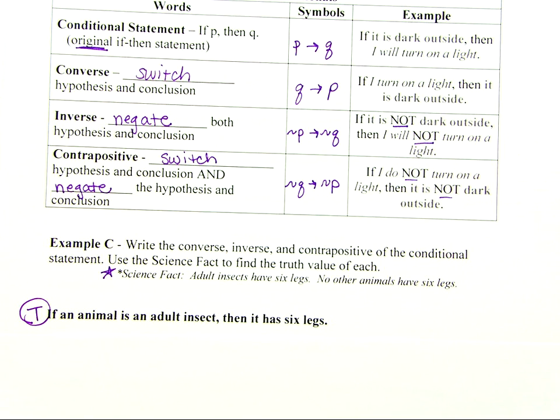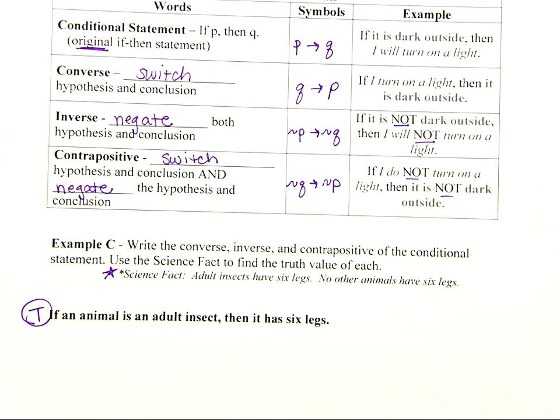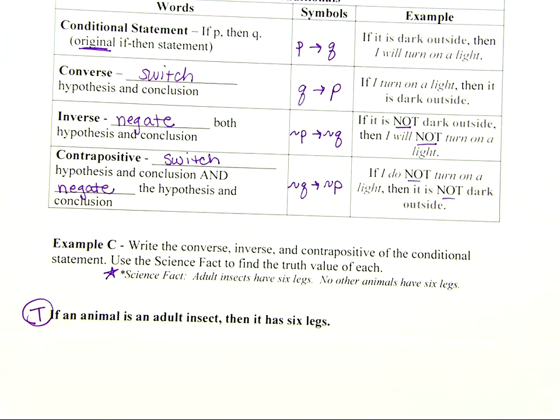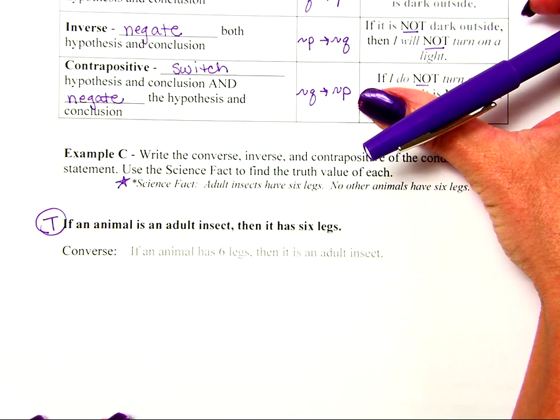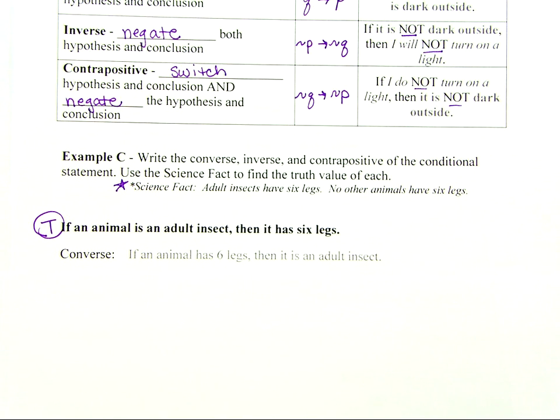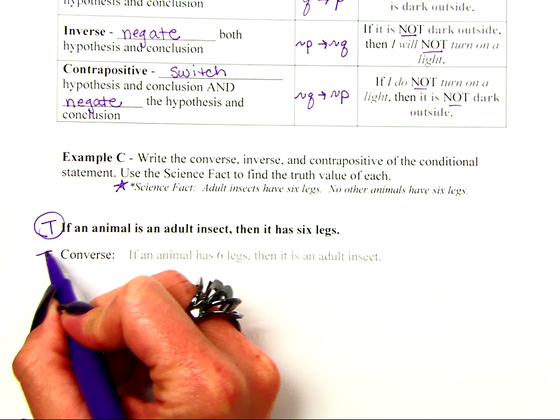If an animal is an adult insect, then it has 6 legs. What would our converse sound like? Well, the converse, we're just going to switch our hypothesis and conclusion around. So our converse to that statement is going to say, if an animal has 6 legs, then it is an adult insect. Is that true or is that false? If my animal has 6 legs, it must be an adult insect. Well, again, that is always going to hold true.